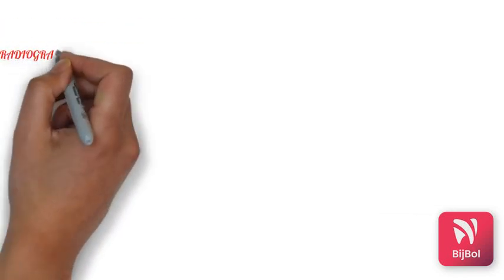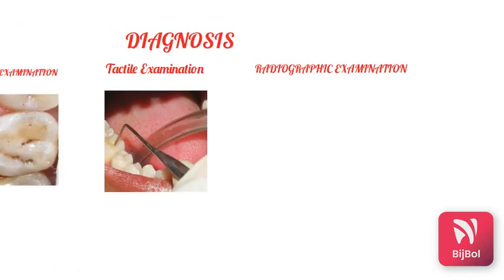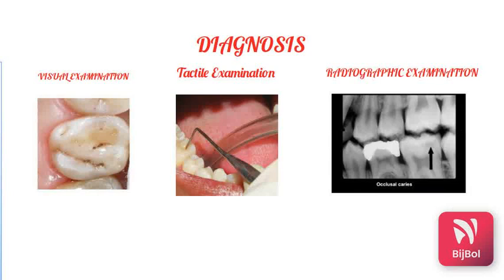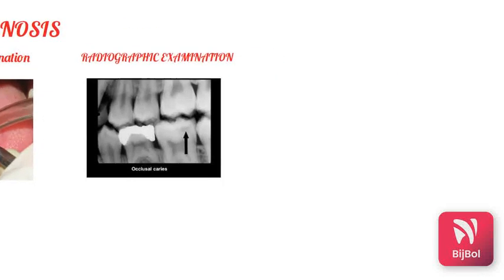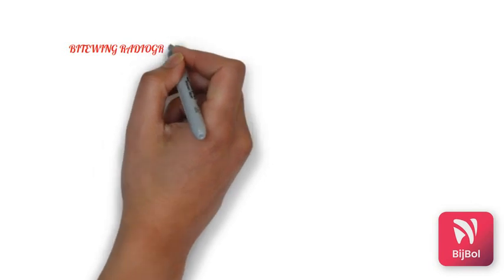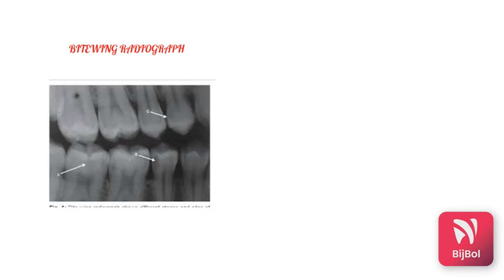The radiographic examination is done with the help of intraoral periapical radiographs, which show a radiolucent area in the enamel and the dentinal caries. Now we'll see the importance of bite-wing radiographs. Early proximal caries in bite-wing radiographs is represented as a small radiolucent notch, whereas advanced proximal caries is seen as a dark triangular area in the proximal enamel.